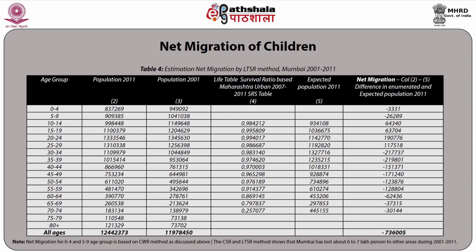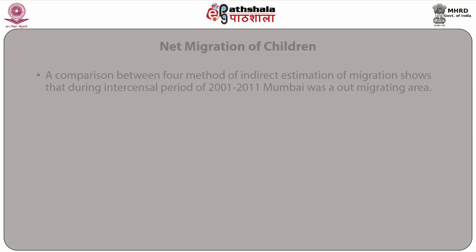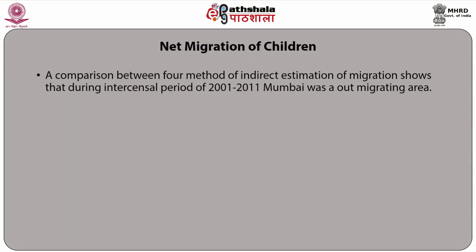The CSR and LTSR methods show that Mumbai has lost about 6 to 7 lakh persons to other areas during 2001 to 2011. A comparison between the 4 methods of indirect estimation of migration shows that during the intercensal period of 2001 to 2011, Mumbai was an out-migrating area.